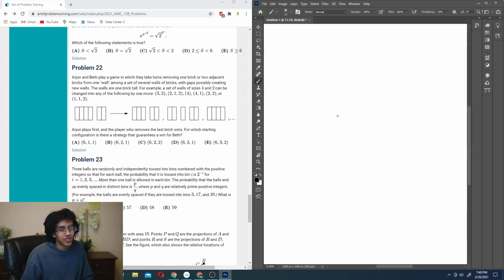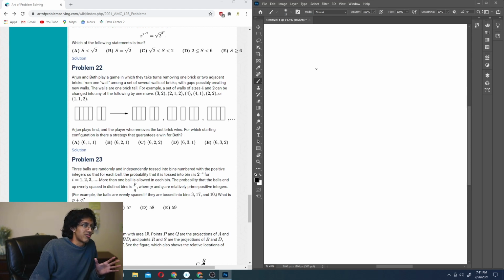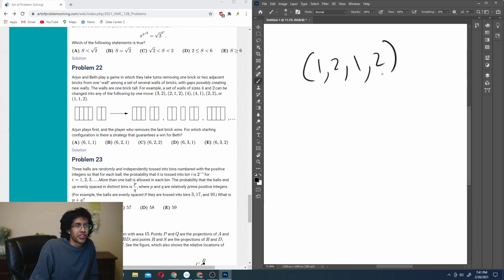Alright, so number 22 I already know how to do. It's not a live solve. So the idea is that if the board is symmetric, like 1 comma 2, 1 comma 2, then the second person is guaranteed to win, because no matter what move the first guy makes, the second guy can always make the same move. If I take 1 here, the second guy takes 1 there. If I take 1 from this pile, the other guy takes 1 from there. So no matter what, the first guy is screwed.